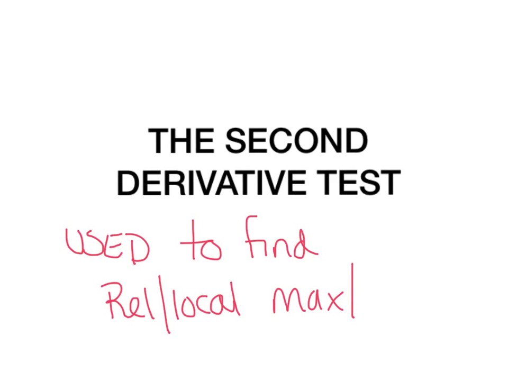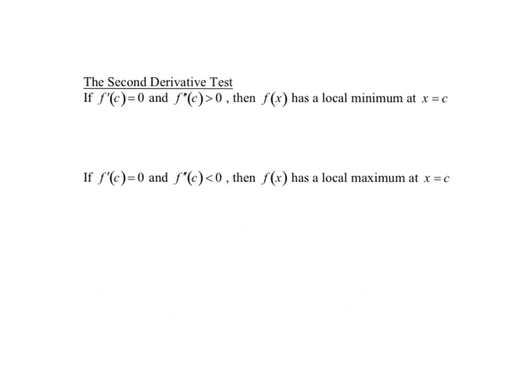Now, this is kind of odd because we've always used the first derivative to find maxes or mins. But there's a special catch to this. So here's what the second derivative test says, and let's get this perfect in our notebooks. If f prime of c equals 0, so if at some point c your derivative equals 0, and at that same point c your second derivative is positive, then f must have a local min at x equals c.